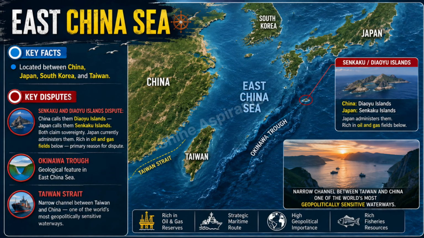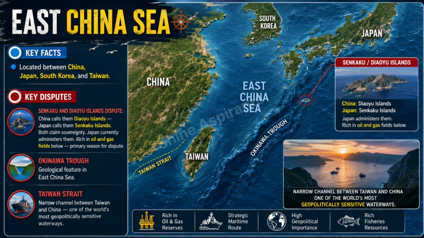East China Sea. Key facts. Located between China, Japan, South Korea, and Taiwan. Key disputes: the Senkaku and Diaoyu Islands dispute. China calls them the Diaoyu Islands, Japan calls them the Senkaku Islands. Both claim sovereignty. Japan currently administers them.